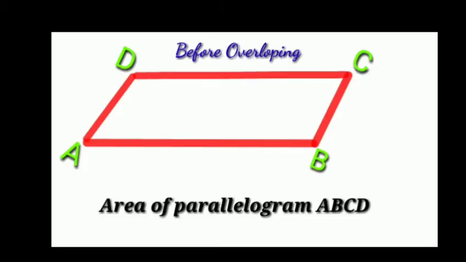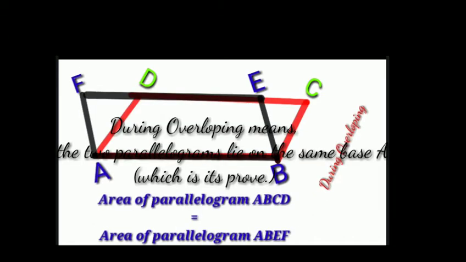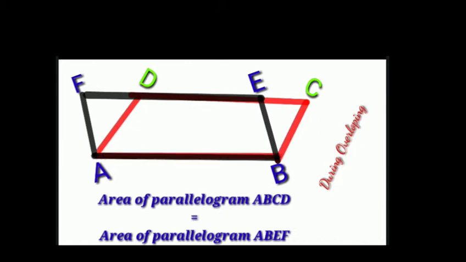Firstly, we take a parallelogram with its area, that is, area of parallelogram ABCD. Secondly, we take another parallelogram with its area, parallelogram ABEF. When these two parallelograms are made on the same base, then their areas become equal, that is, area of parallelogram ABCD is equal to area of parallelogram ABEF.